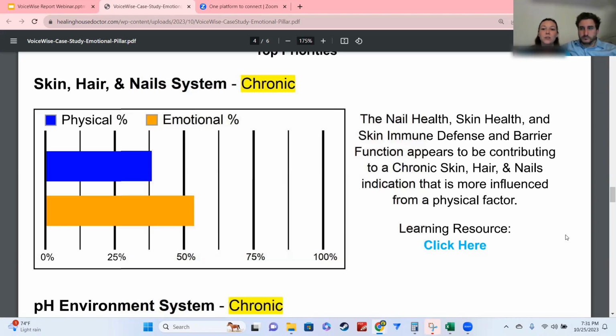So the things that are contributing in this person are nail and skin health. That speaks a little bit to things like minerals and digestion. And again, these minerals are being used up to run from a situation that you can't run from, because it's life. So that's why these things can happen.